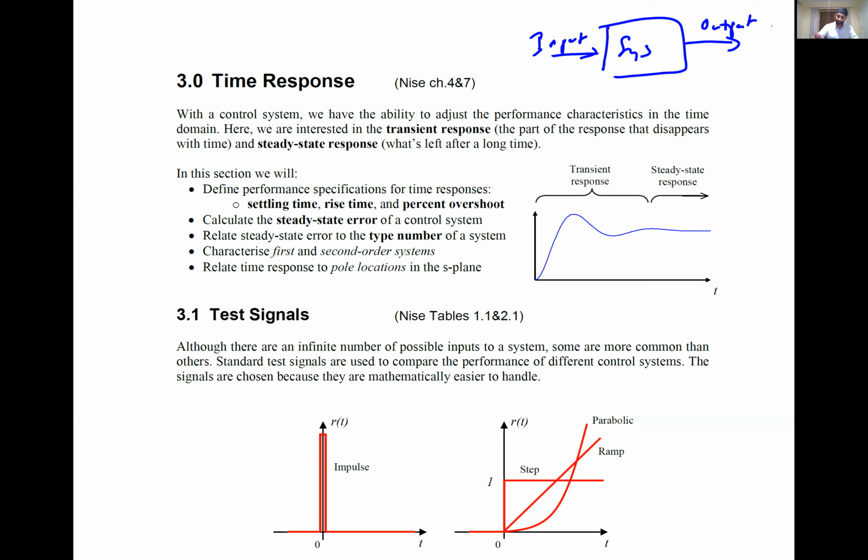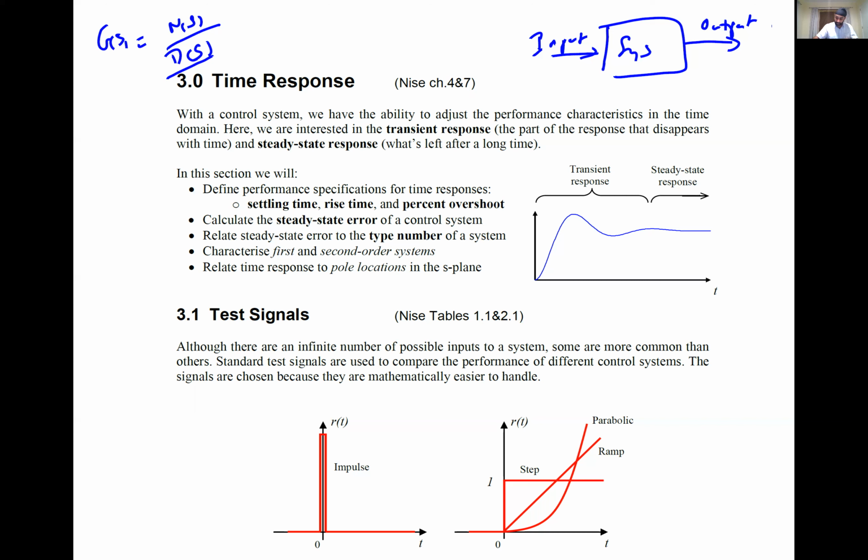A transfer function G(s) can be written as a polynomial numerator divided by a polynomial denominator. A first order system is when the highest power of s in the denominator is 1. The second order system is when the highest power of s in the denominator is equal to 2. We will also be relating later on how, for the first order and second order systems, the time response depends on the pole locations in the s-plane.